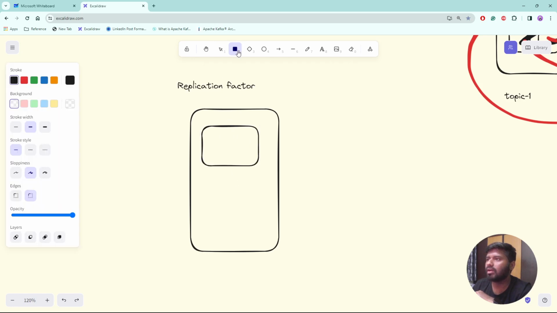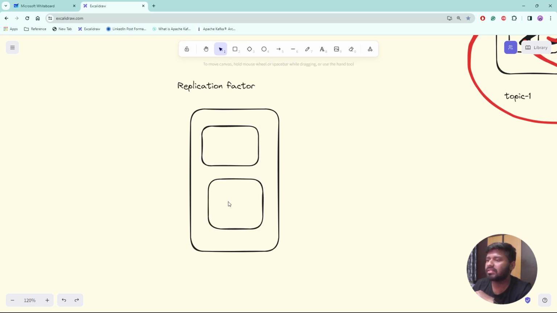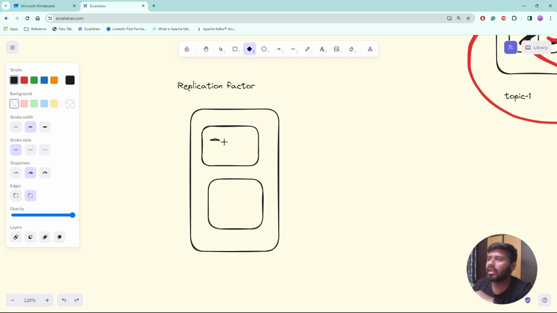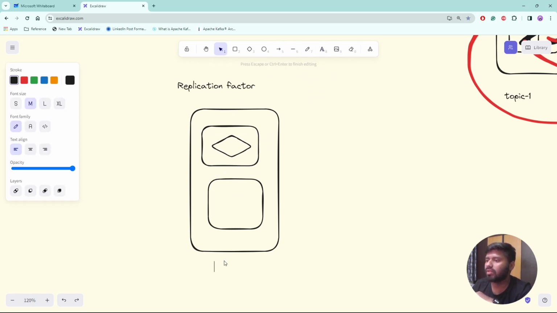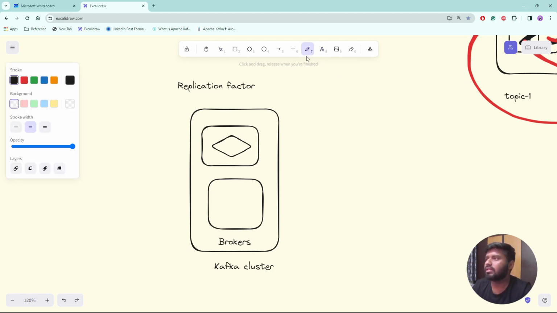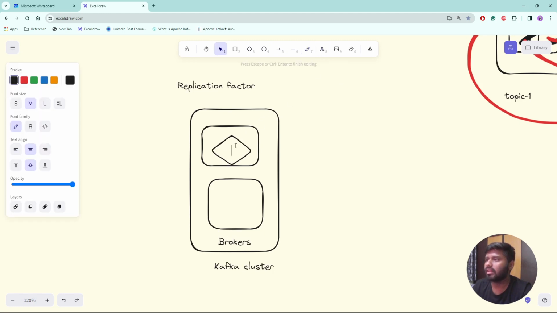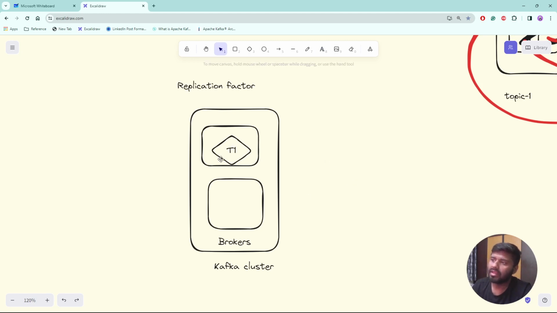I have something called a broker. So it can be multiple instances. And within the broker, I have something called a topic, right? I have something called a topic. So if I just need to write, this is my Kafka cluster, these are my brokers, and within this I have my topic, and I'm just naming the topic T1. Okay, so this is an overall, very basic type of diagram that we just understood so far.